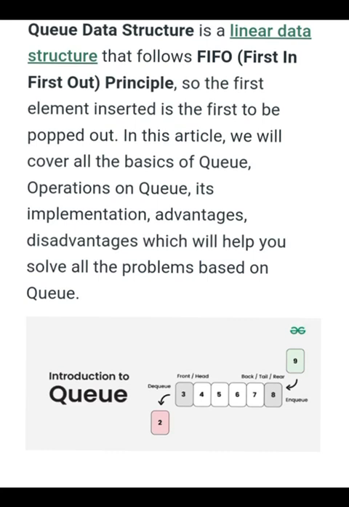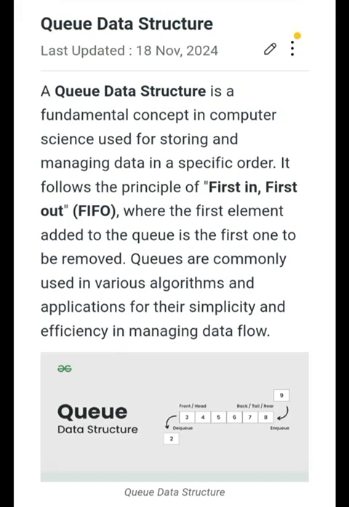Next, basic operations in queue. Some of the basic operations for queue in data structures are enqueue, dequeue, peek or front, rear, is full, is empty, size. First of all, enqueue, insertion of elements to the queue. Dequeue, removal of elements from the queue.